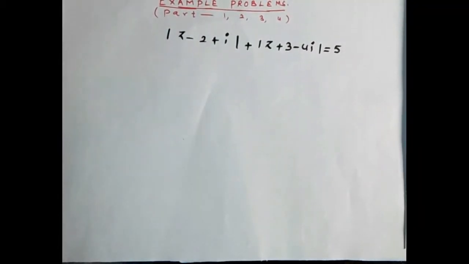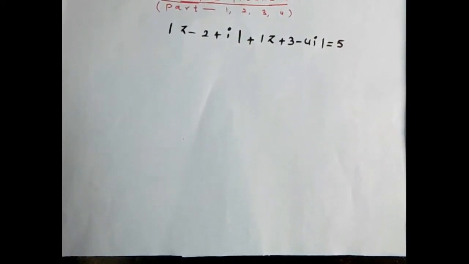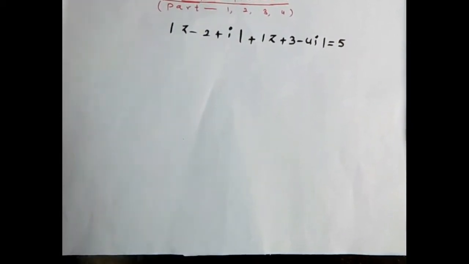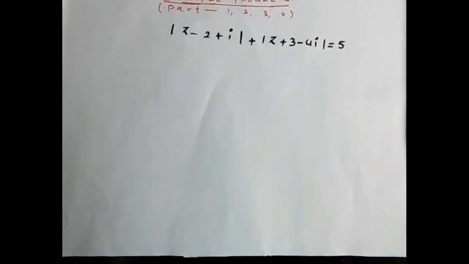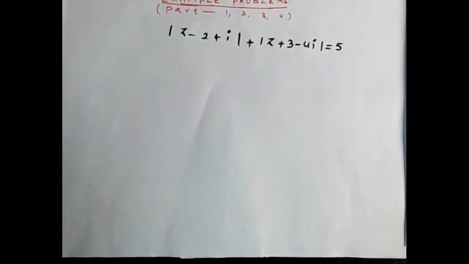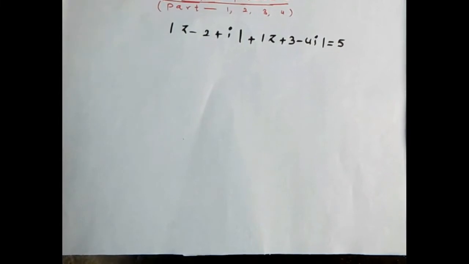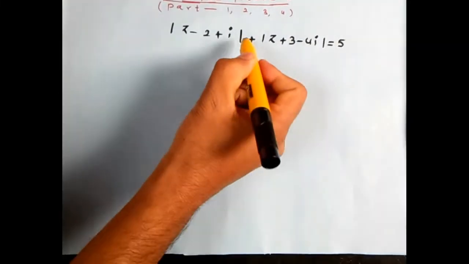So here this is the condition given using the complex number where z is the variable complex number. So we have to find out what is the locus of z here. To find out the locus of z, first you have to identify that this equation is in which form. In part 1, 2, 3, 4 we have discussed two forms. So out of that, what is the form of this problem? Here we can see plus.